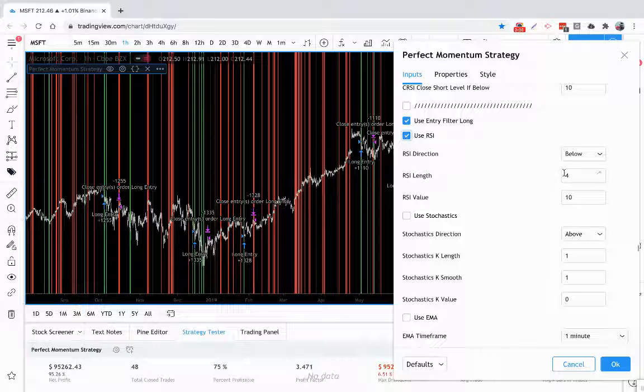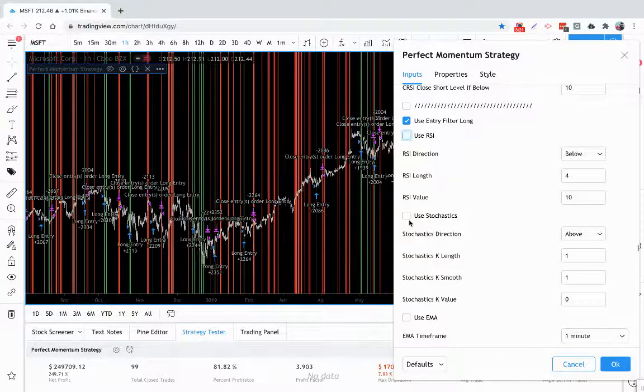I won't spend the time here actually trying to find the best strategy for this, but just trying to give you an idea of what you can do. What this is doing now is only looking for trades that have an entry below 10 on the 4-hour side, filtering everything else out. You can also use stochastics in the same manner. You can set your smoothing here, the value of the stochastics, and look for above or below.